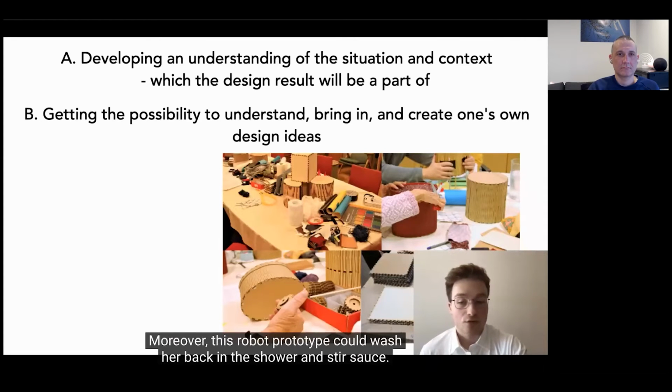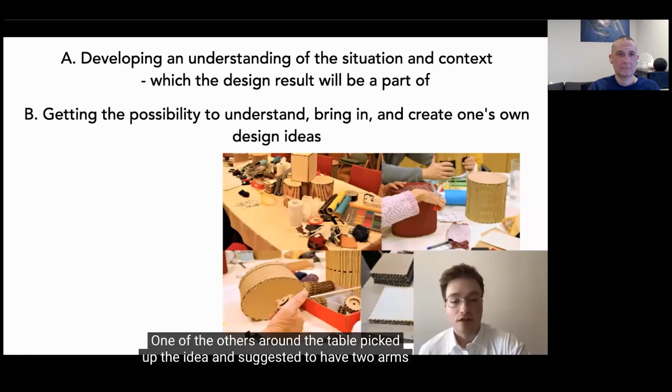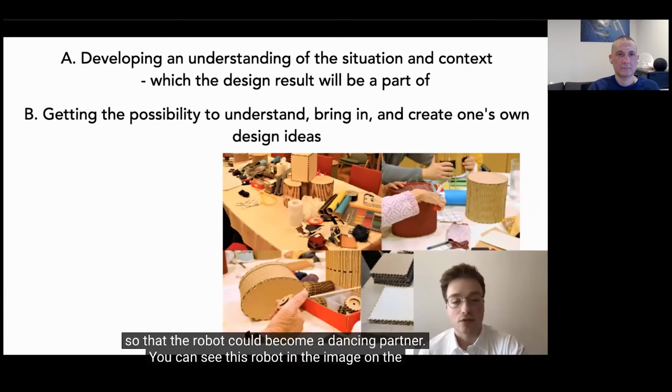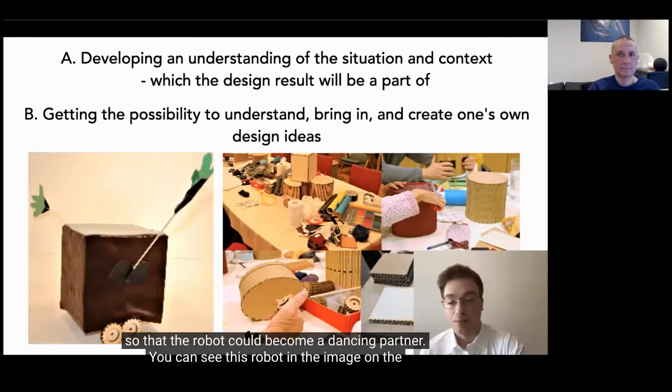Moreover, this robot could wash her back in the shower and stir sauce. One of the others around the table picked up on the idea and suggested to have 2 arms so that the robot could become a dancing partner. You can see this robot on the image on the left here.